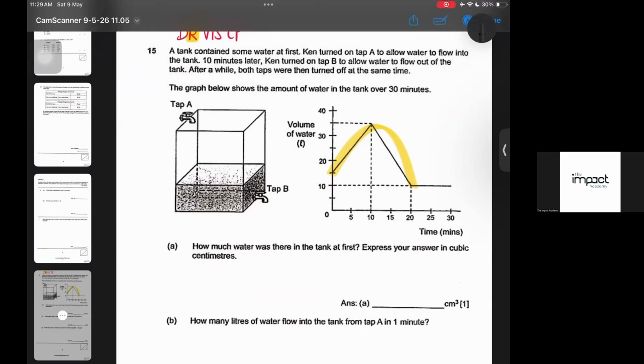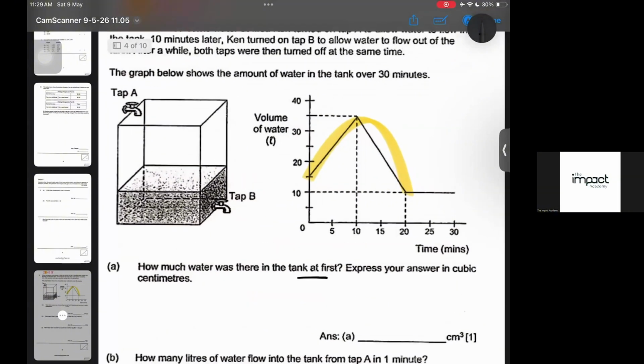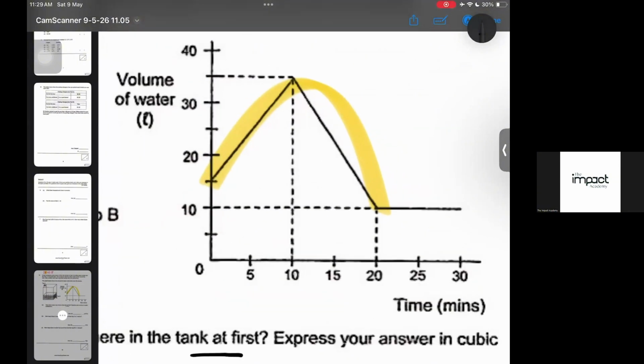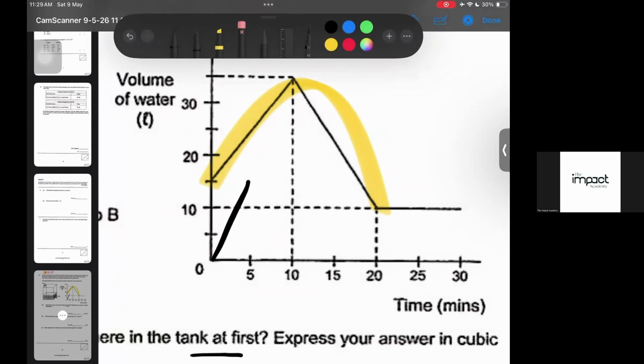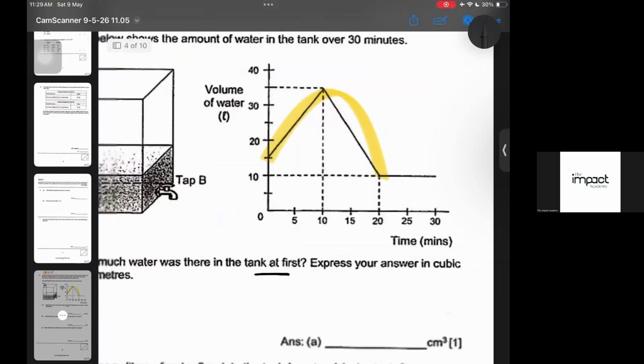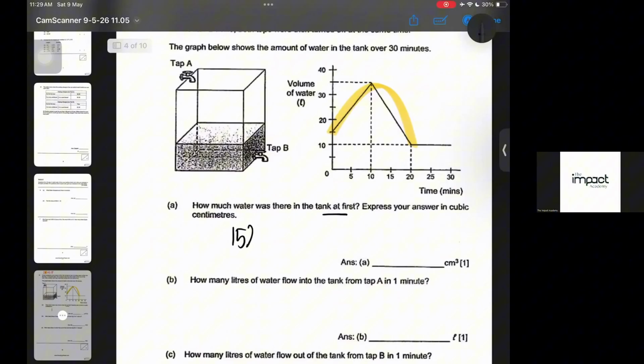How much water was there in the tank at first? Very simple. Just look at this graph. You all can see how much water was. Yeah, it did not start from 0. You agree or disagree? So you don't say 15 liters only because the question wants us to. It's 15 times 1,000. Alright, that becomes 15000 centimeter cube. You understand? Alright, 15000 centimeter cube. Does it make sense to you?